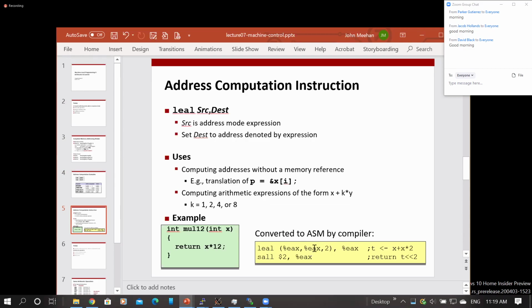2 times the EAX register plus the EAX register, which is effectively multiplying that by 3, right? And then I could do a shift 2 bits to the left, and I would multiply it by 4. So now I've effectively multiplied what I started off with in the EAX register by 12. This shows using this addressing mode, load effective address, to not really generate an address. We just want to use it as a way of doing some multiplication.